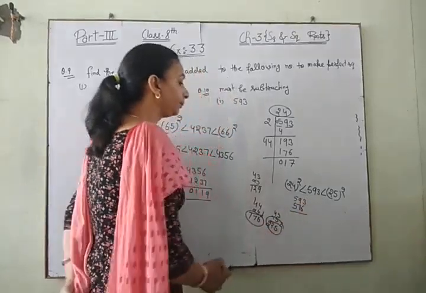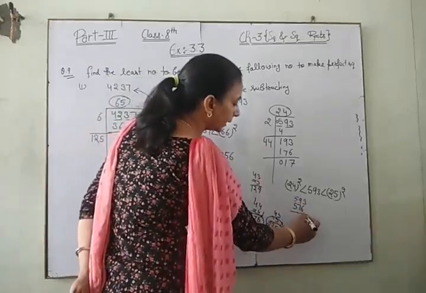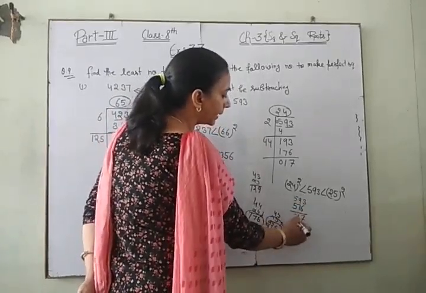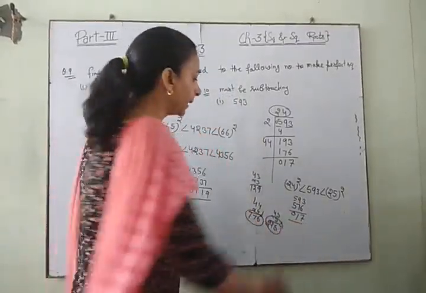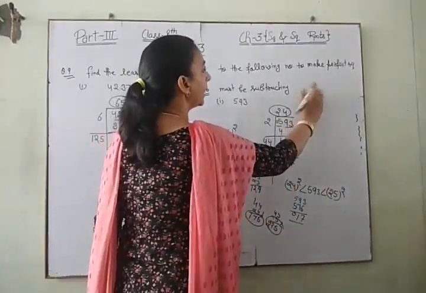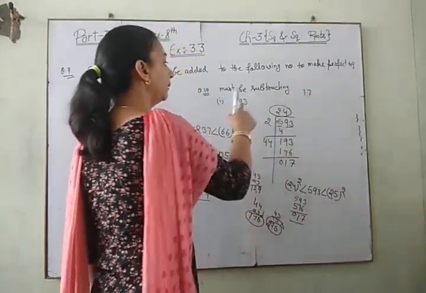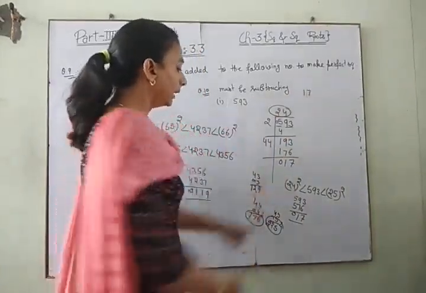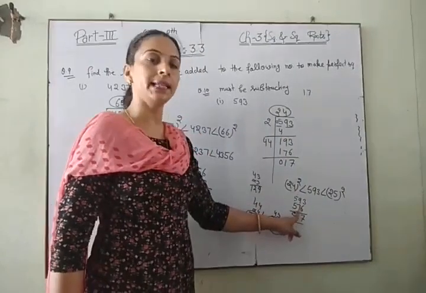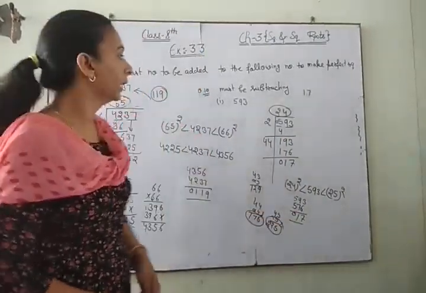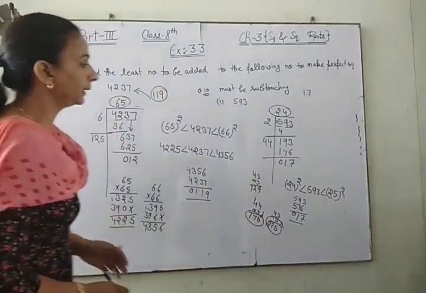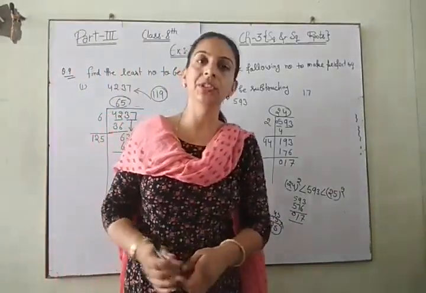13 minus 6 is 7. 8 minus 7 is 1. So we subtract 17. That least number is 17. We subtract 17 from this number, so the resulting number is 576, and that is the perfect square of 24. Okay, I hope you understand this method. Next I will take the next question.